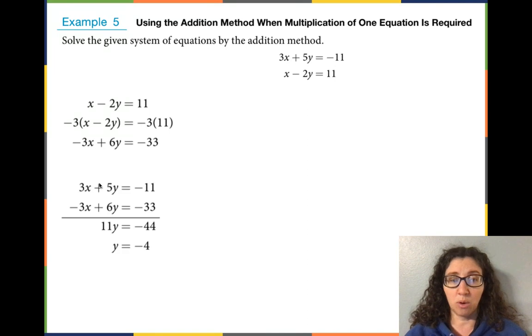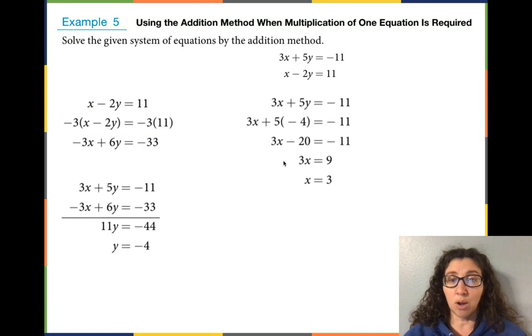And now we add the original first equation and our new second equation together, and the x's go away. We get 11y equals -44, y equals -4. So we solve for one variable. Now we go back to either of these original equations. The second one would be easier, but they chose the first.